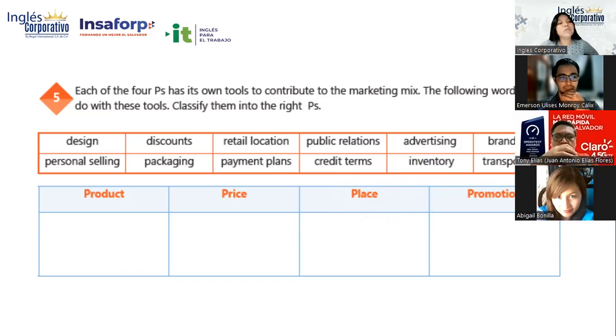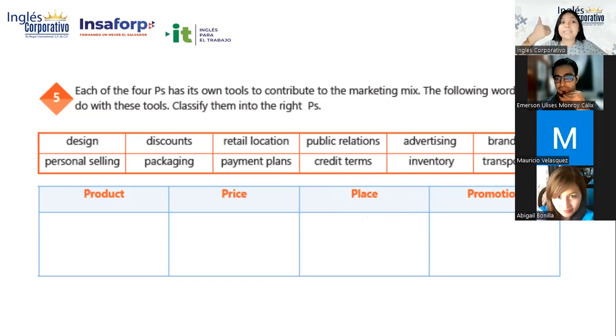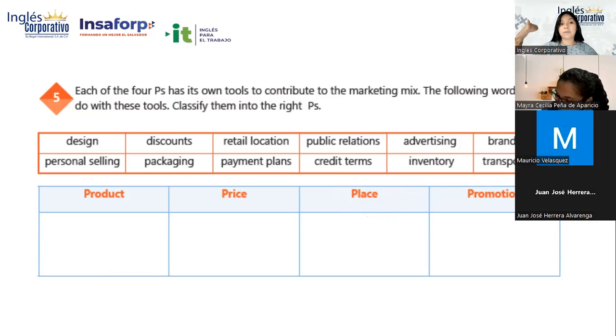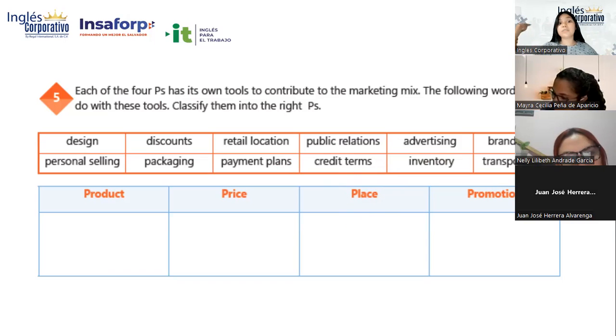Okay, let's do it according to what we know. So when we talk about product, what do you think? Design. The design, inventory. The inventory, okay. Packaging, yes, absolutely. Brand name, perfect. Let's move to price. Credit terms. Discounts. Payment plans. Excellent, payment plans.